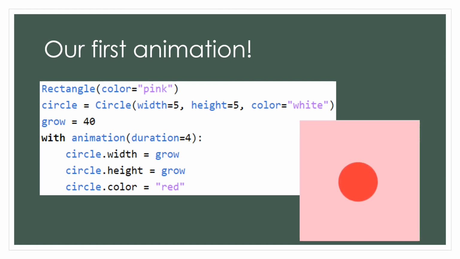So overall, this creates a circle with a radius of 5 and creates an animation where our circle grows from a radius of 5 to a radius of 40 in 4 seconds, while also changing from white to red. As you can see, we were able to use our circle and grow variables to accomplish this.